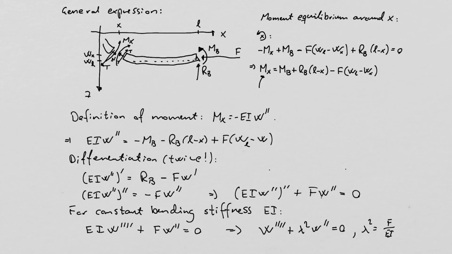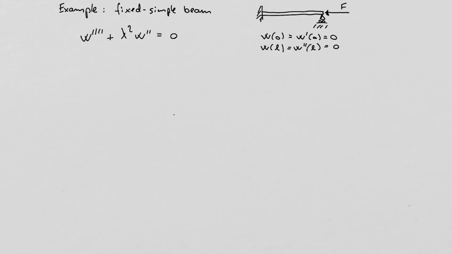And of course, this is a fourth order differential equation. It's a little bit more difficult to solve compared to the second order differential equation. But let's take a look at an example. So our example will be the fixed simple beam that we have shown here to the right. So we have a fixed, clamped, we should say clamped instead. Let me just erase that.